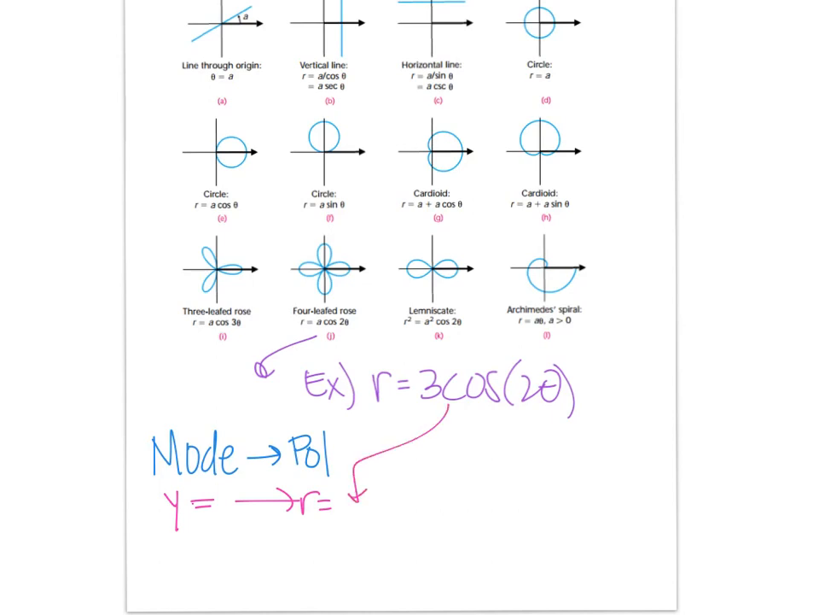And then what you need to do after that is go to your zoom, choose zoom 7, which is trig, and that automatically fits your window to what we need. And then you'll see a pretty little rose.